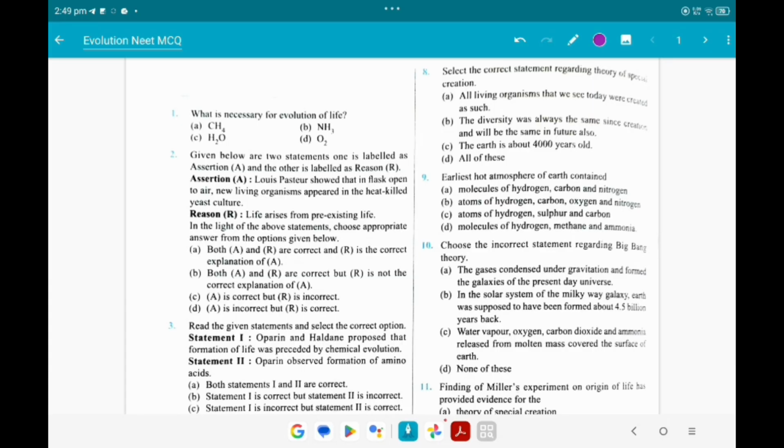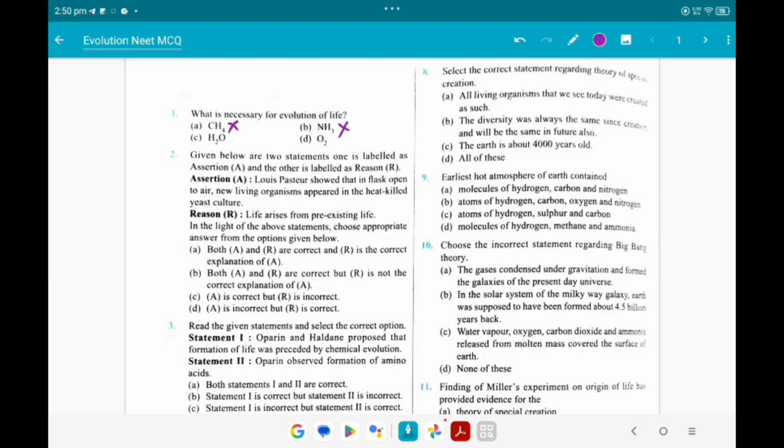The first question is asking what is necessary for evolution of life, and as you can see on the screen, the four options given are: option A is CH4, option B is NH3, option C is H2O and option D is O2. Now we can omit the first two options very easily, because CH4 and NH3 were the atmospheric conditions of primitive earth.